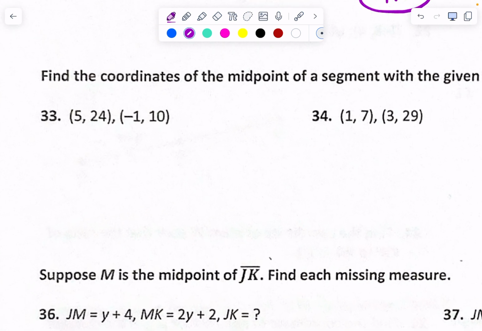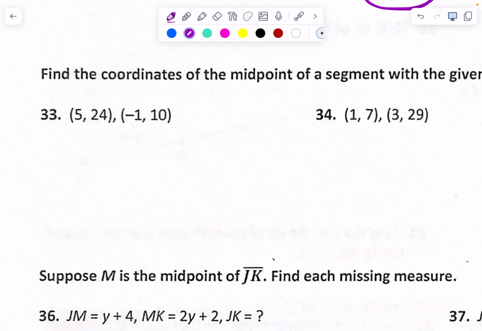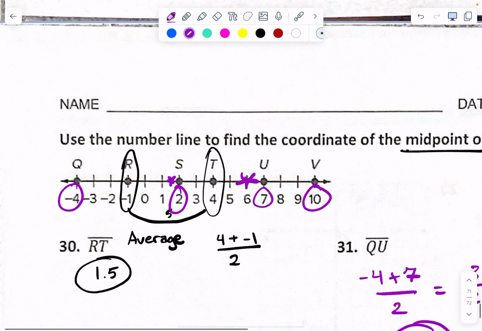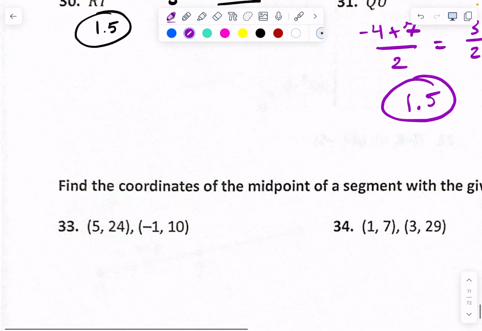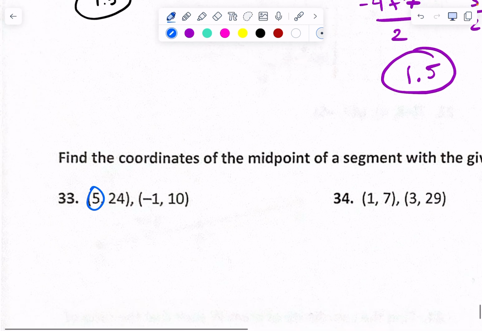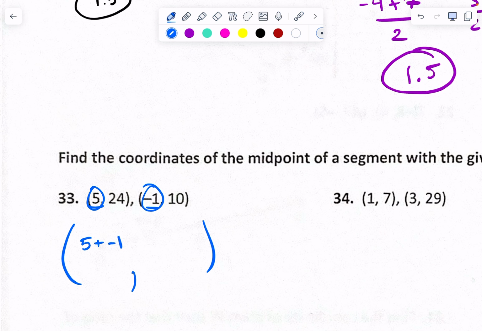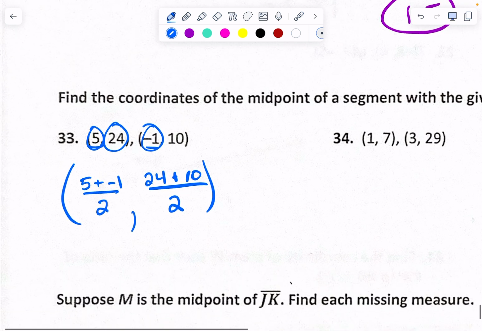All right, now we have midpoints, but now I have coordinates. Here I just had 1 unit, like this number and this number, find the middle. Now I have coordinates. How do I have the middle? Yeah, I'm going to do the x's. I'm going to put those together and divide by 2. So I don't know if you need a formula. Here it is. 5 and -1, I'm going to add those together. 5 plus -1 divided by 2. And then I'm going to do 24 plus 10 divided by 2. I'm adding the x's and adding the y's and dividing each one by 2. And that will give me one coordinate where they're in the middle.